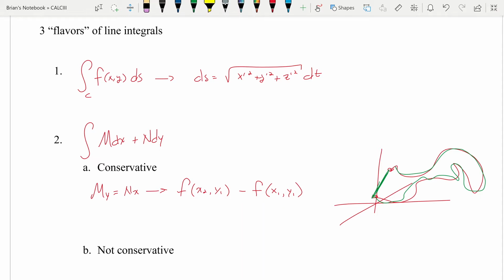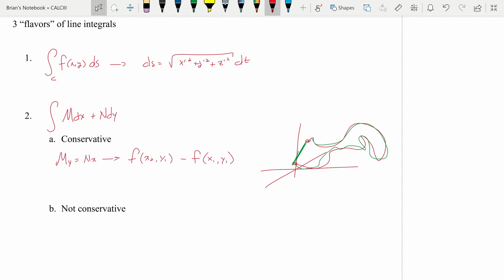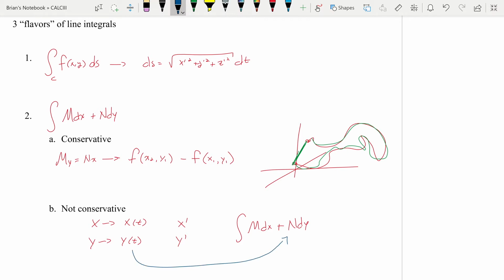If it's not conservative, that's where it gets a little trickier. Maybe it's not trickier, depending on the problem. But that's when we have to pull from our problem our x and turn it into x sub t, and then we have our y, which is y sub t, and then we find x prime and y prime, and plug all of that into the equation. So we have M dx plus N dy, and we plug in everything into our function, right? And we'll talk about all these different types of problems.